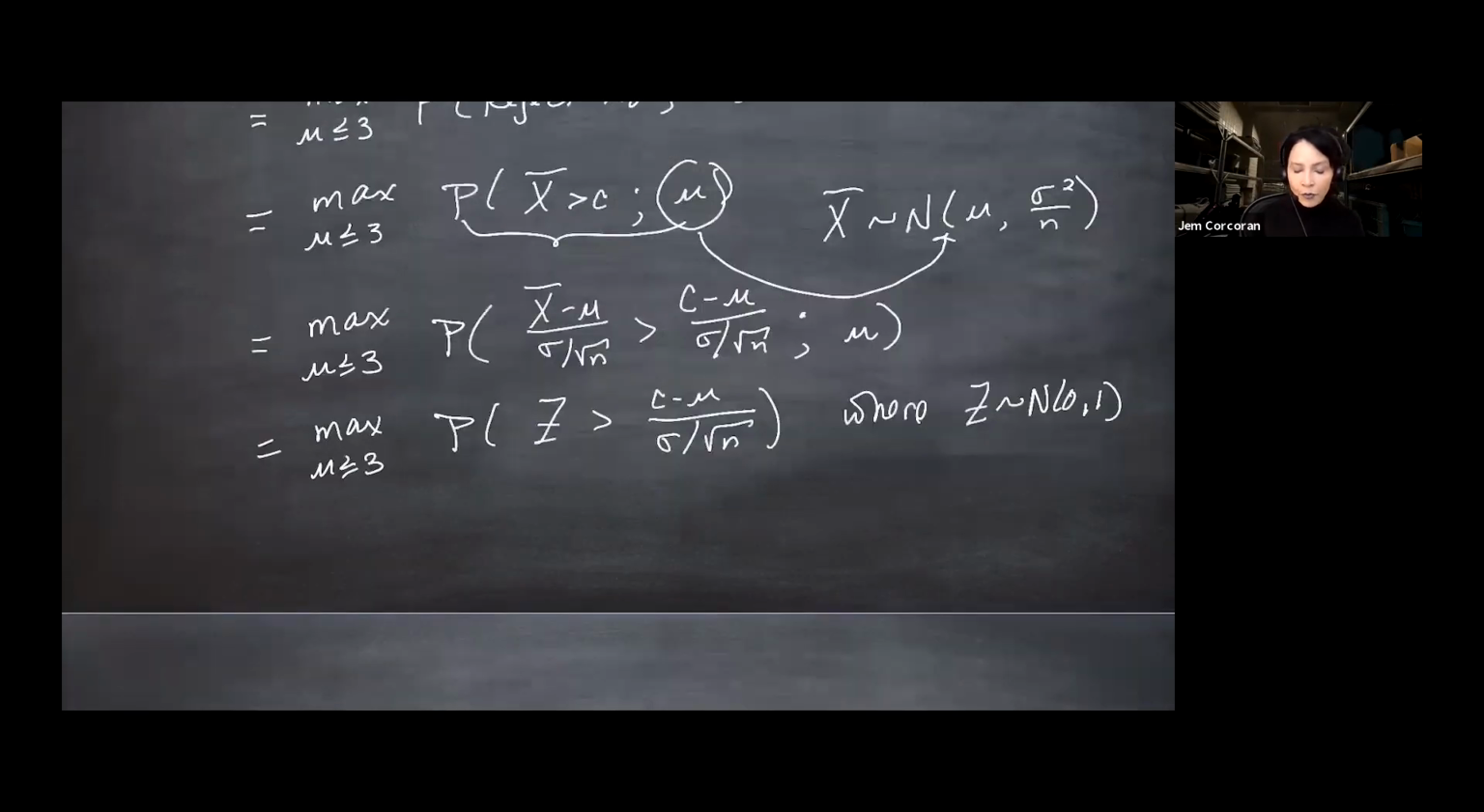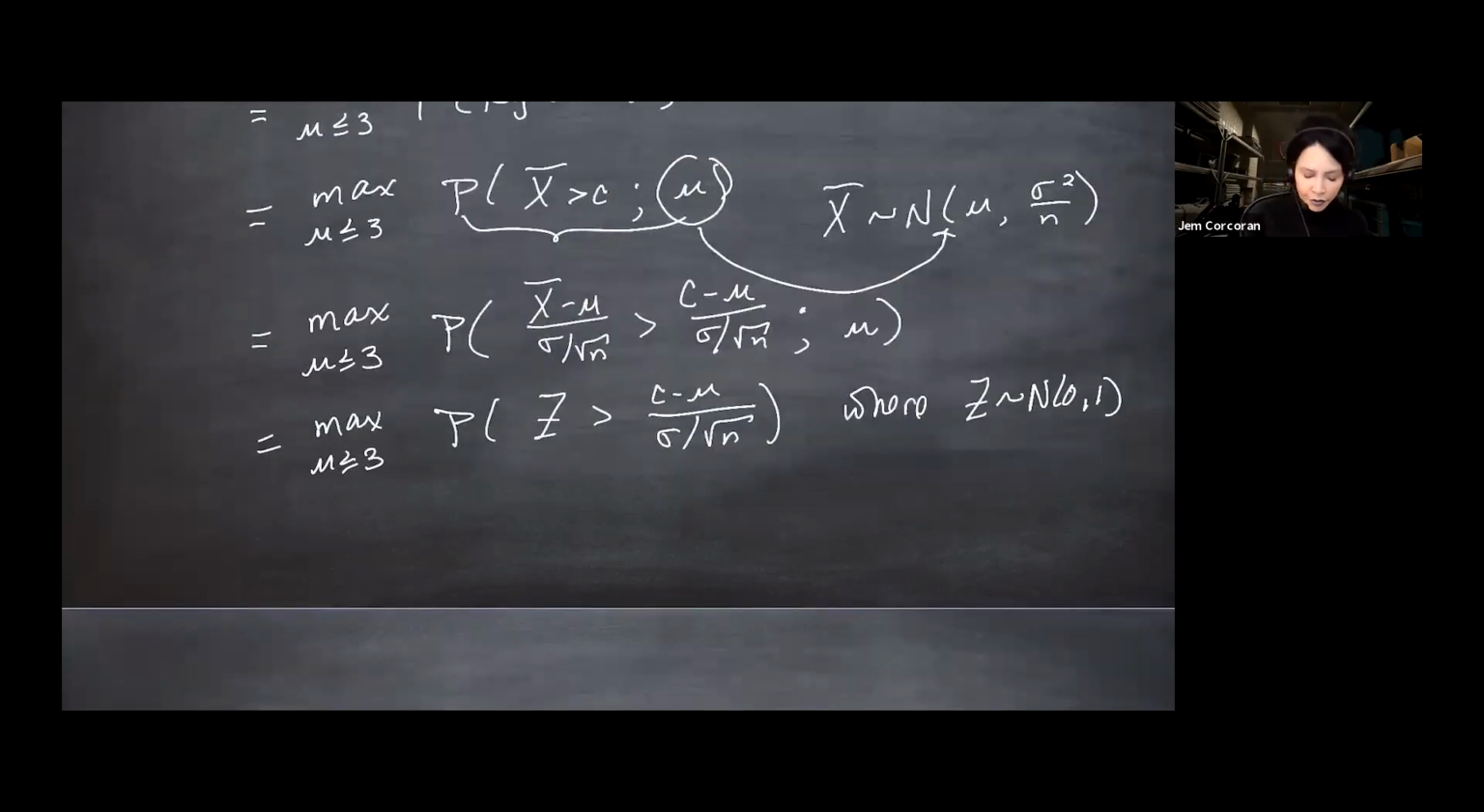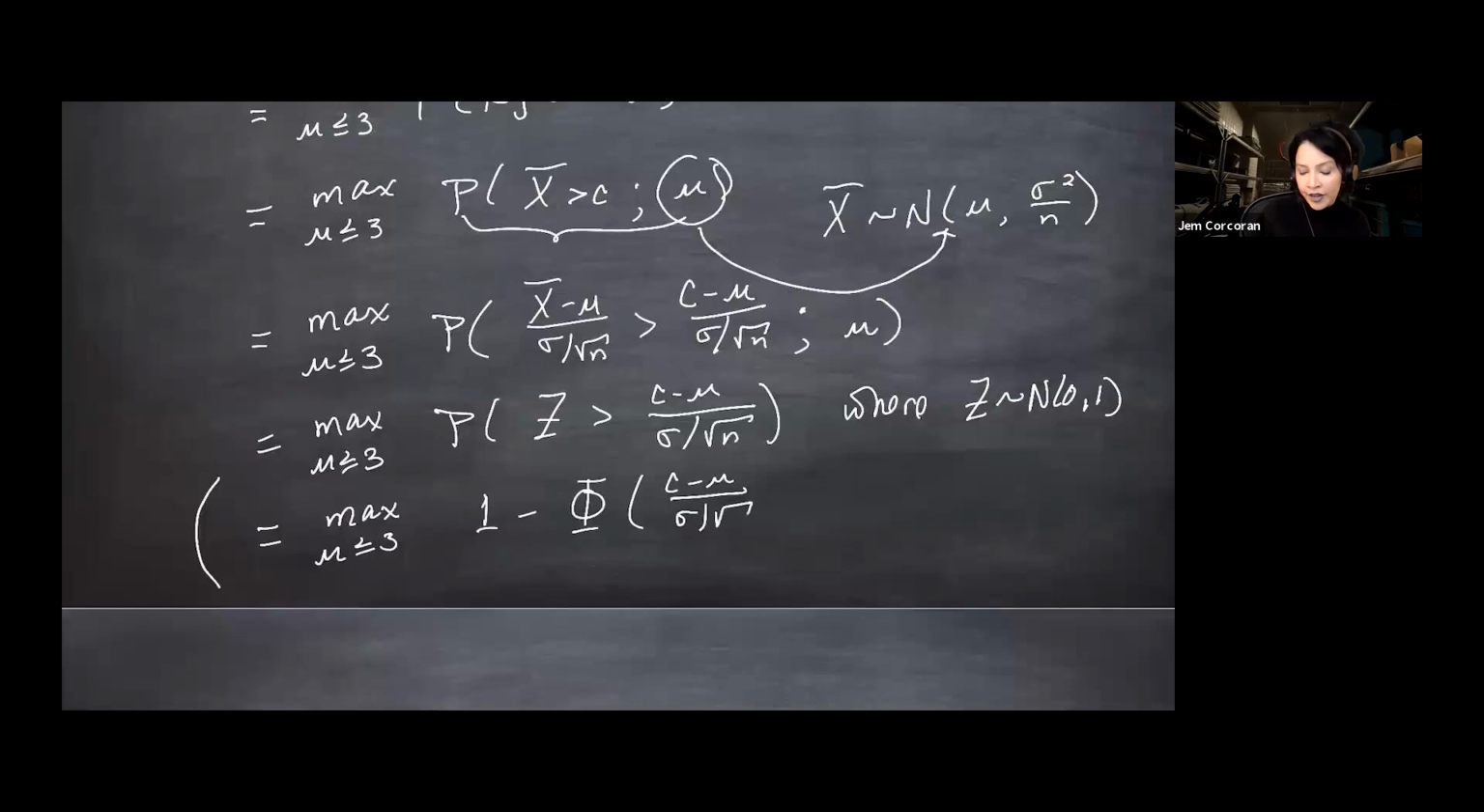Okay, we can't write this probability down in closed form. We do have an expression for it. This is actually an unnecessary step, so let me make this a parenthetical step. We could, if we wanted to, rewrite this as 1 minus the standard normal CDF evaluated at c minus mu over sigma over the square root of n. But I don't need to, and that's because capital phi is the CDF of a standard normal.